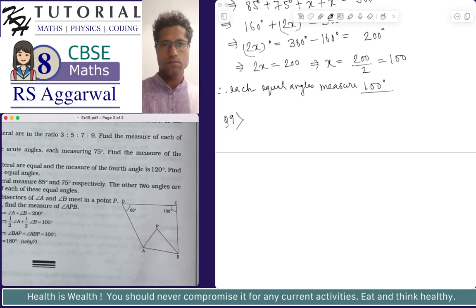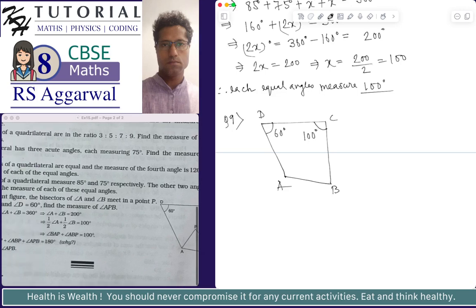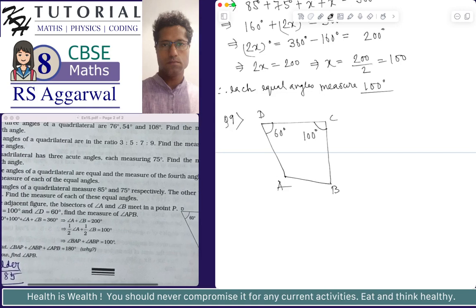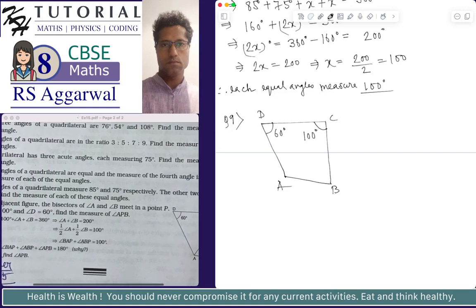The figure given is we have a quadrilateral A, B, C, D. Some angles are given. Angle D is given to be 60 degree, angle C is given to be 100 degree. The bisectors of angle A and B meet in a point P.